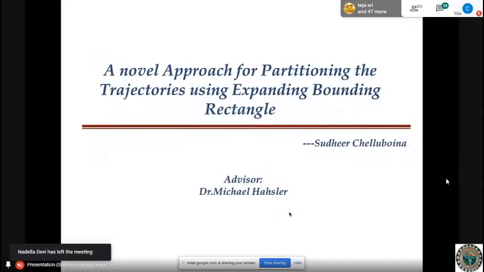Okay, this is my research. It is a novel approach for partitioning the trajectories using expanding bounding rectangle. Nobody knows what partitioning the trajectories is, or what a trajectory exactly is. Going forward, I would explain what an expanding bounding rectangle is and why it has been there. My advisor is Dr. Michael Aslan, and I've been working with him on this research.